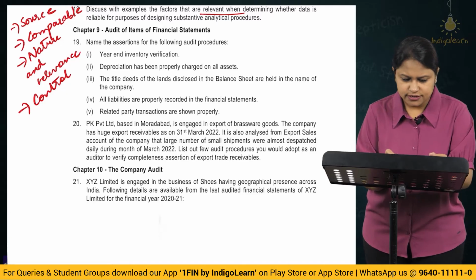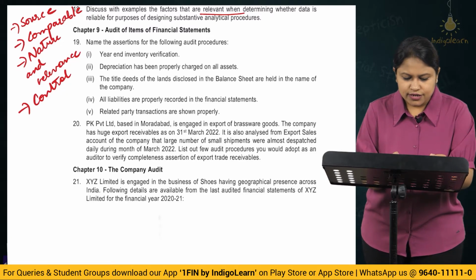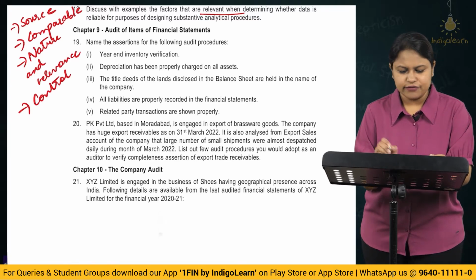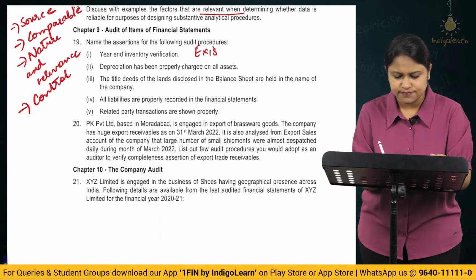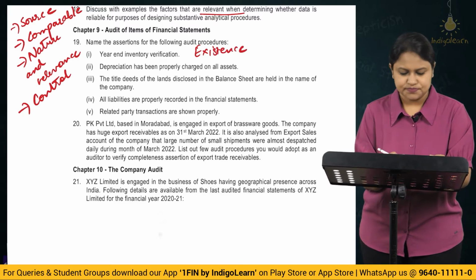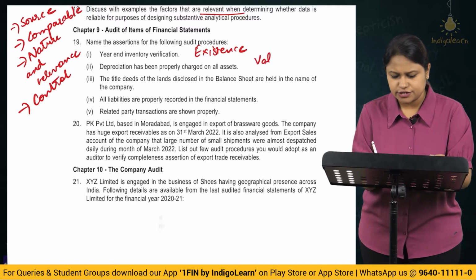Alright, then. The next topic taken here is audit of items of financial statements. So the 19th question, name the assertions for the following procedures. Quite simple. So we have year-end inventory verification. So obviously you are going to check what? Physical verification. So you are checking the assertion existence. Depreciation has been properly charged on all the assets. So valuation.